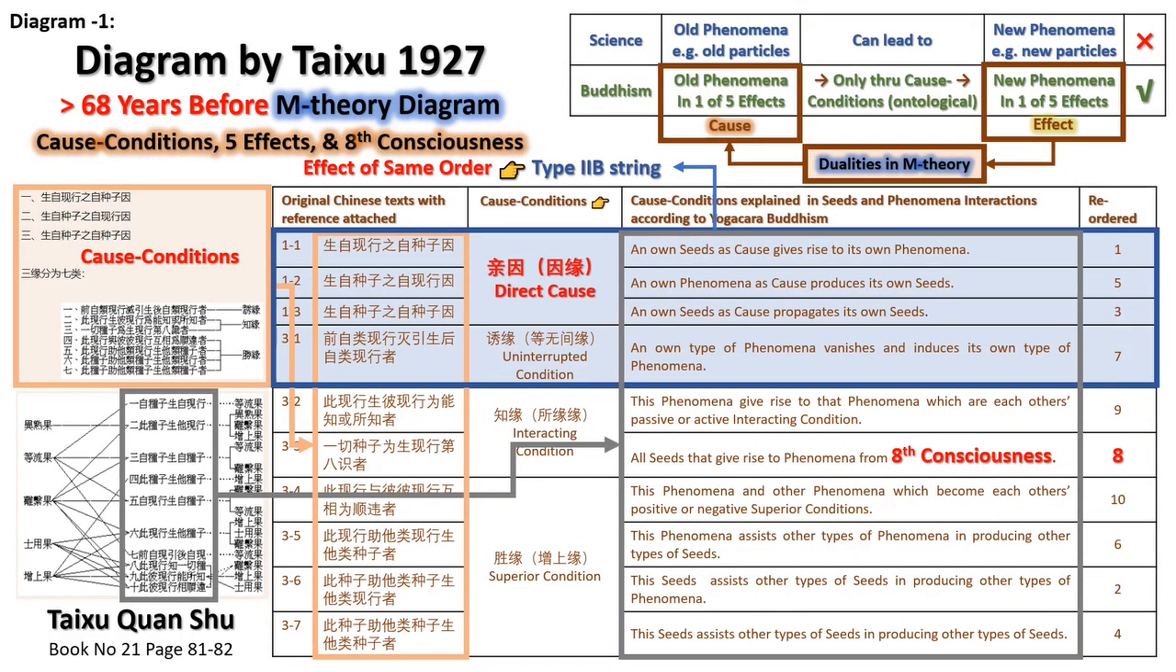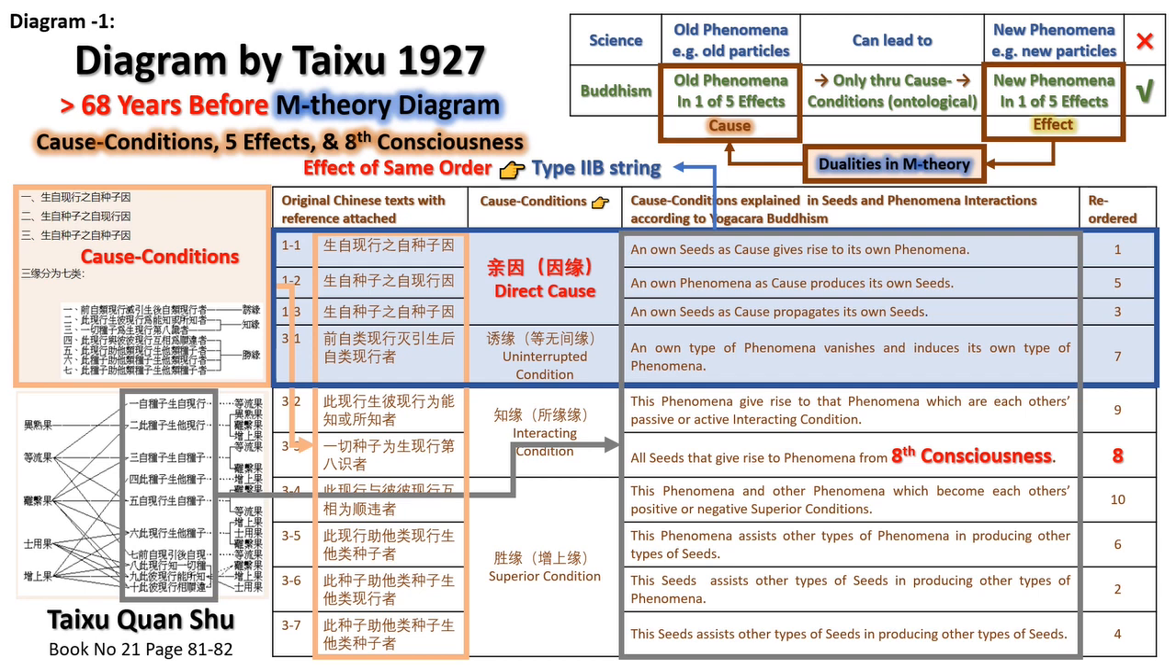The bottom left of the diagram shows the work by Taixu in 1927, 68 years before the M-theory diagram. This diagram is obtained from the upper diagram, which provides a very detailed definition of cause conditions. Cause conditions is an extremely important concept in Buddhism. Basically, all phenomena in the universe come from cause conditions.